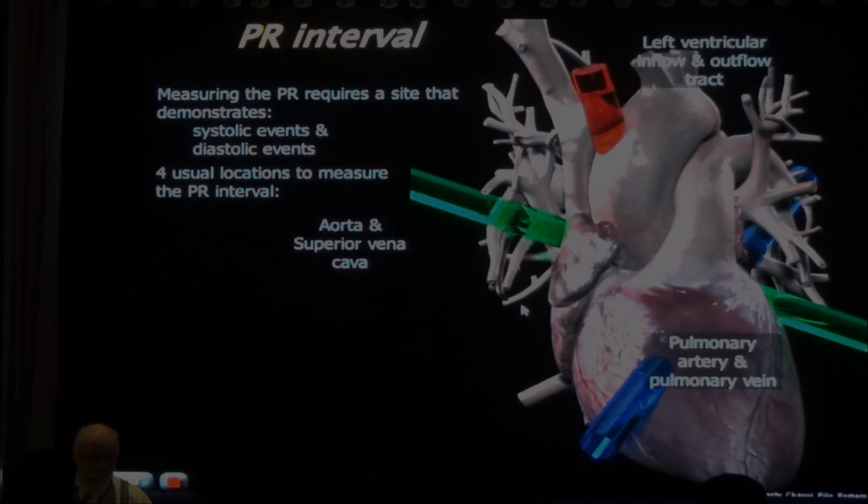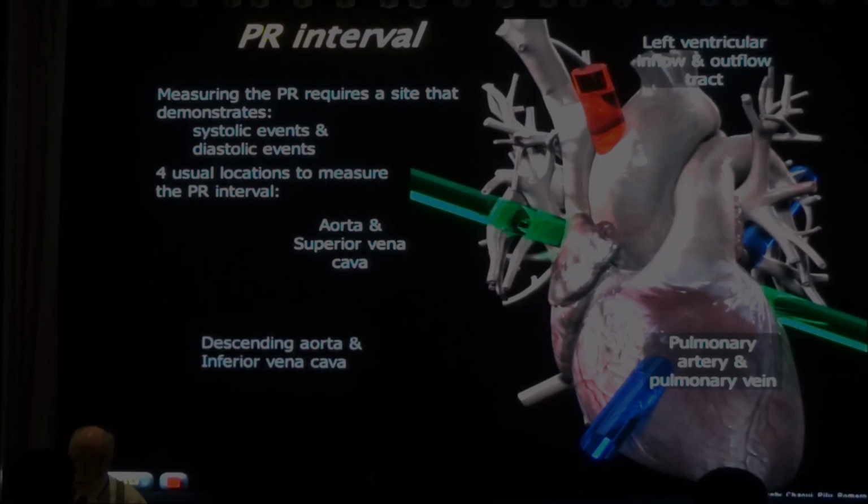Now, sometimes you have babies that are really obstinate and they have their arms around the chest and you can't get anything, and then you can try the pull technique of going into the descending aorta and inferior cava. It's not quite as pretty. So this is what we're going to be looking at.